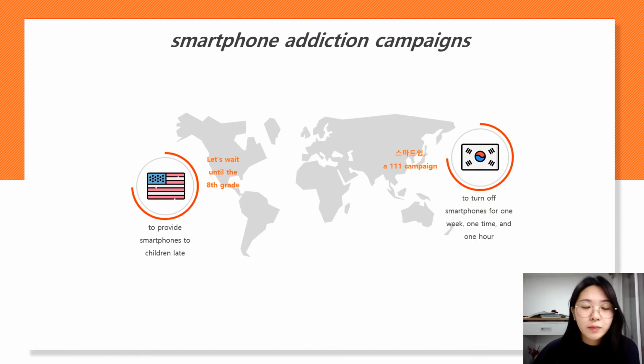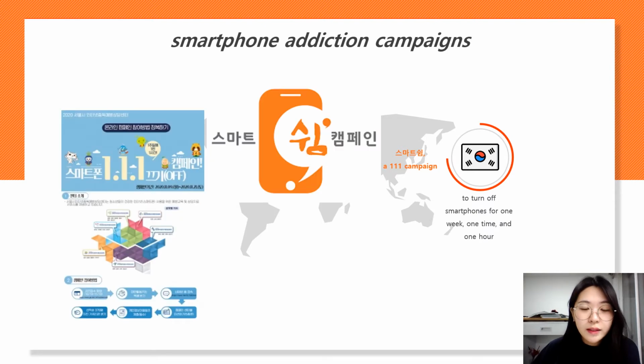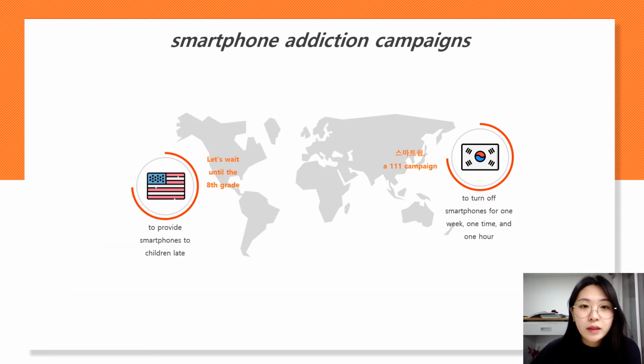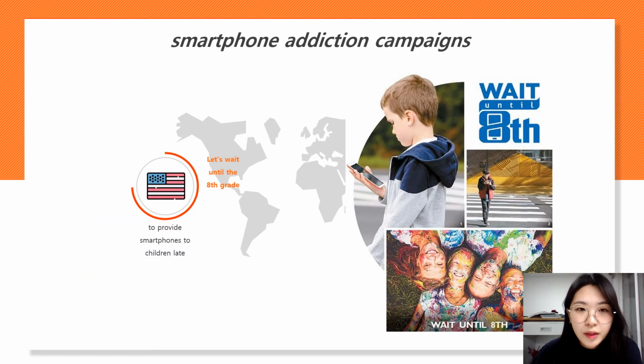To solve this problem, Korea held a Smart SIM campaign at Gangseo Eyewear Center in 2020 and held a 111 campaign to turn off smartphones for 1 week, 1 time, and 1 hour. As an overseas case, the US held a campaign called Let's Wait Until the 8th Grade to provide smartphones to children late.